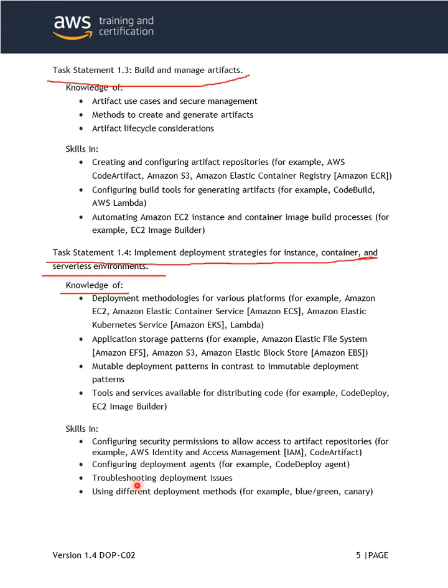So the candidate should understand about IAM or CodeArtifact, how we can deploy the agent, how we can troubleshoot deployment issues, what are the different deployment methods we use. So for example, we have the blue, green and canary deployment in terms of Lambda.